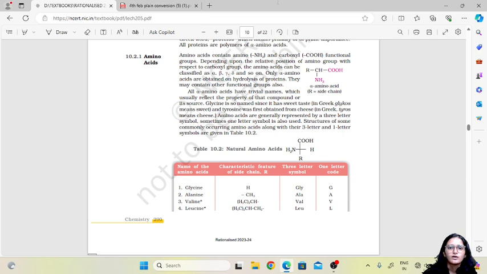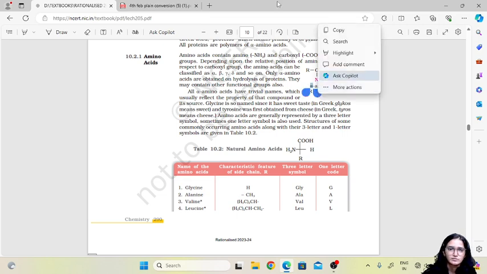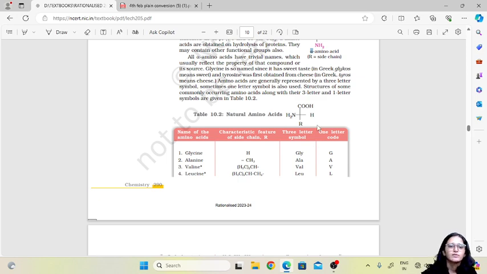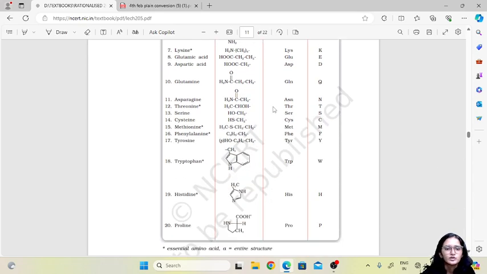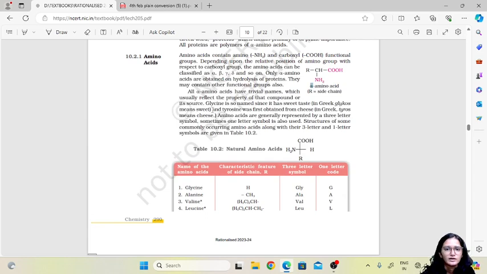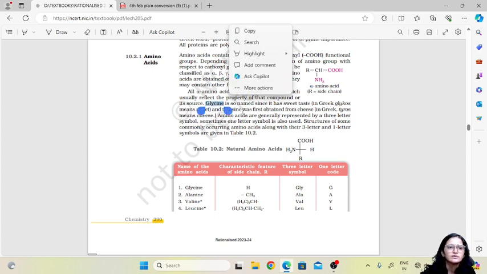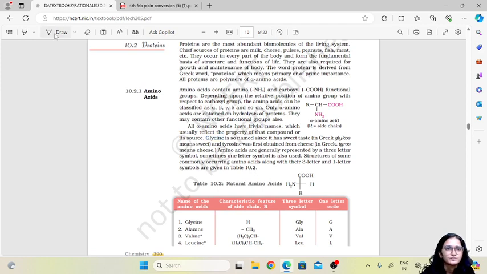Now all the amino acids have trivial names which usually reflect the property of the compound or the source. We have different types of amino acids, so we will see them one by one. In this table we have glycine, alanine, valine, then leucine, isoleucine. These are some important amino acids which are present in the body. Glycine is named so since it has a sweet taste, because in Greek glycos means sweet. So the word glycine came from the sweet taste.